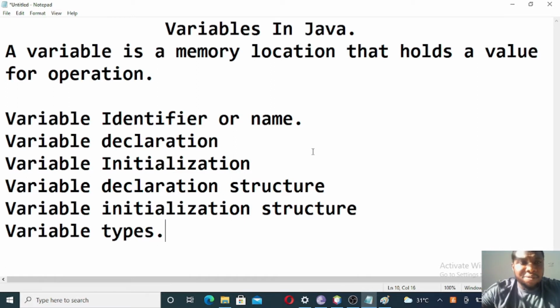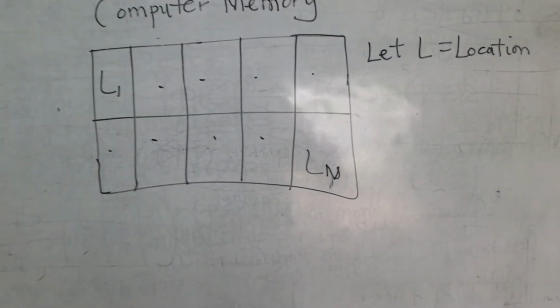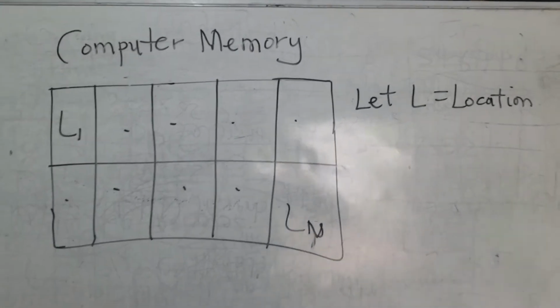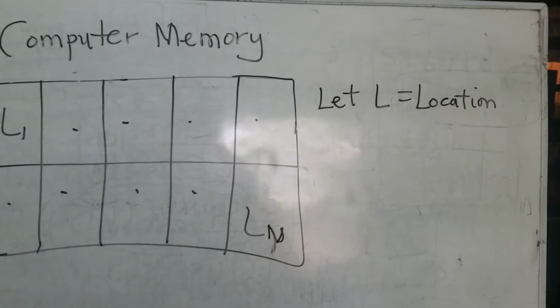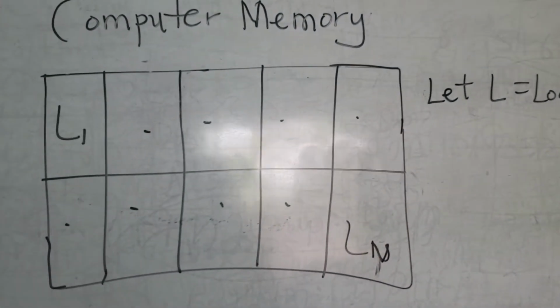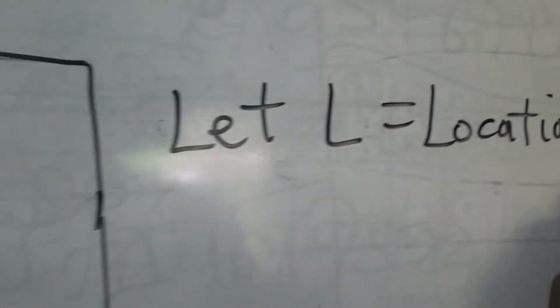Now, let's begin with the definition of the variables in Java. A variable is a memory location that holds a value for operation. This little diagram here is going to explain what variables are. So as you can see on the board, we have computer memory, sorry. Now we have memory locations here. Here it says L stands for location. And we said a variable is a memory location that holds a value.